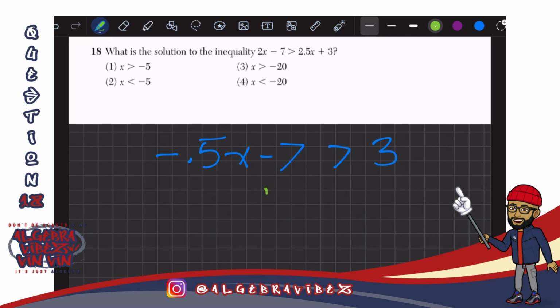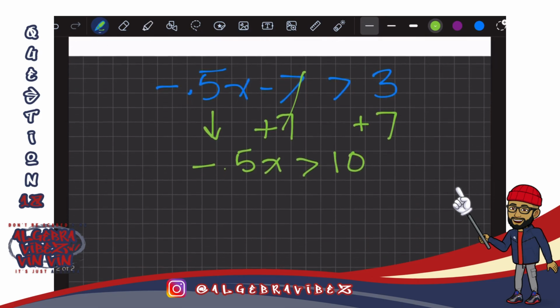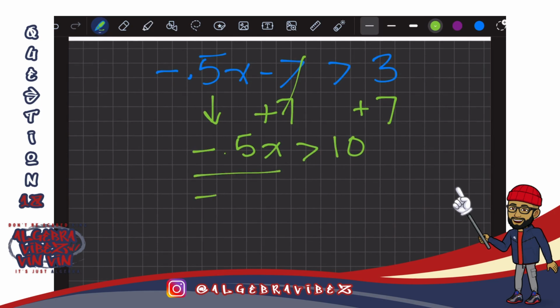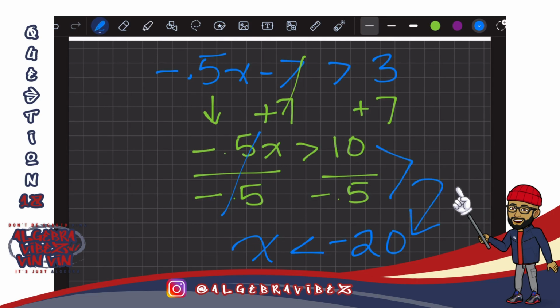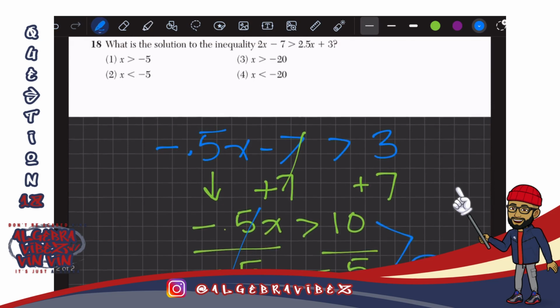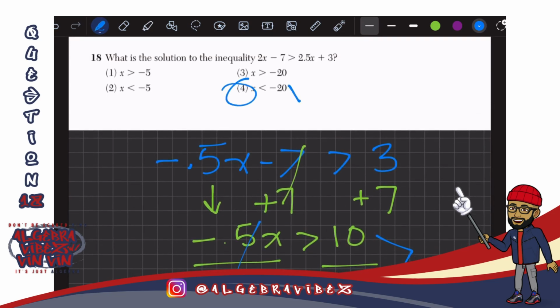Now I'm going to move this 7. So to get rid of a negative 7, we have to add 7 to both sides. It gets rid of this. And it still leaves us with our negative 0.5x is greater than now 10, because we do 3 and 7. Now, one of the things you have to remember is when you divide or multiply by a negative, you have to flip your sign. All right, so our final answer is going to wind up being x is less than negative 20. If you put this in your calculator, you're going to wind up getting this answer right here of negative 20. So we're going to go up, and our answer is going to be choice 4.